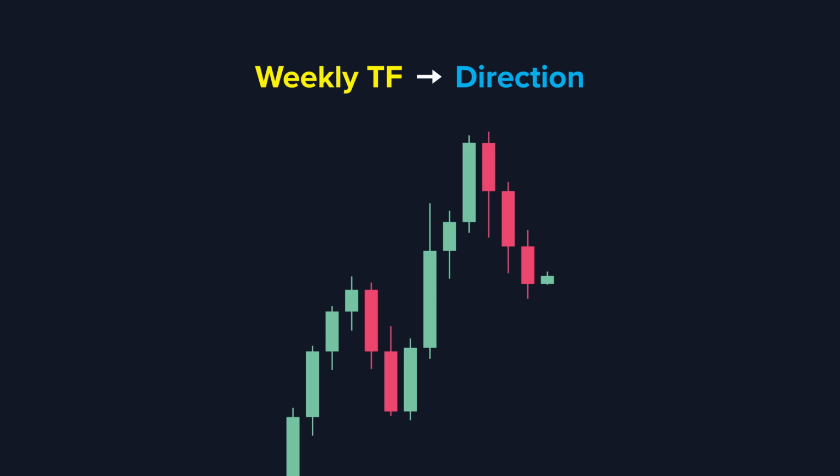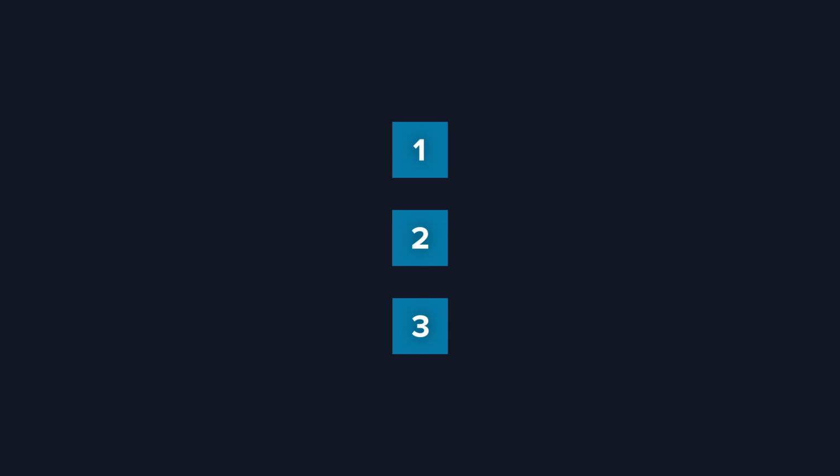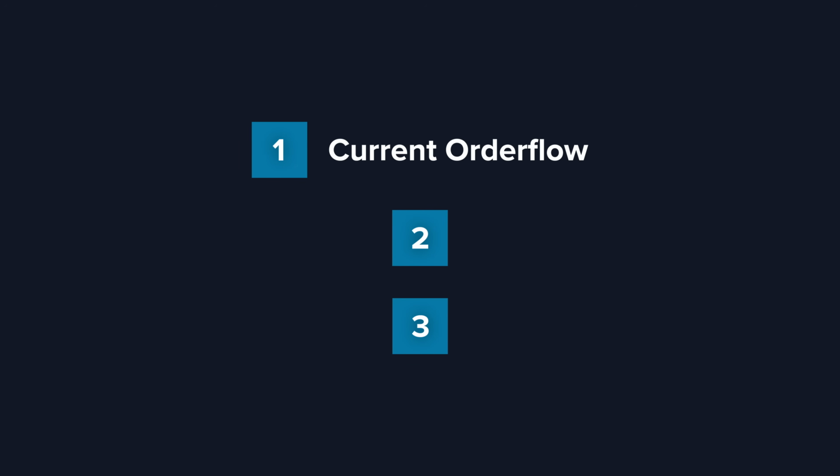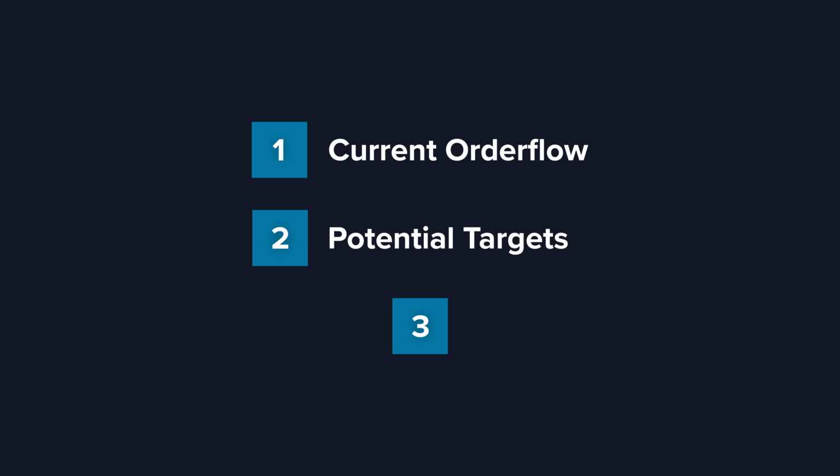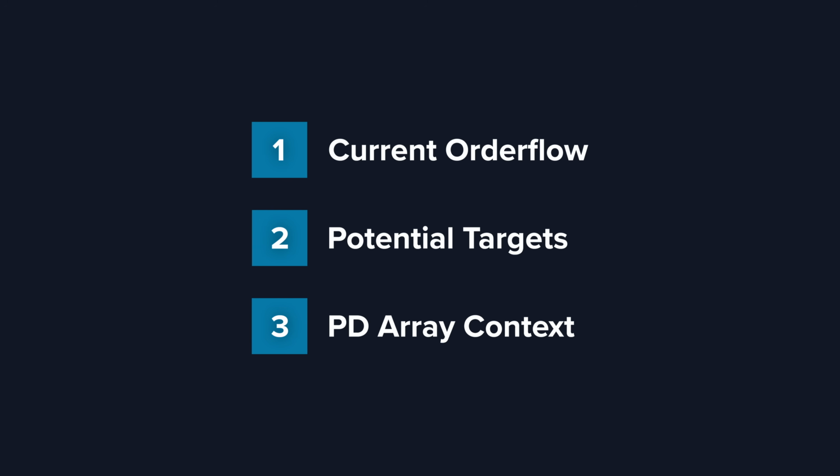So to find out which direction we should be looking to trade, there are 3 steps we need to go through. The first step involves breaking down the current market structure to find the current order flow of the price action. The second step involves identifying the key levels that the market might look to target. And then the third step involves figuring out which key level is the current draw on liquidity by using the context of the PD arrays within the chart structure.